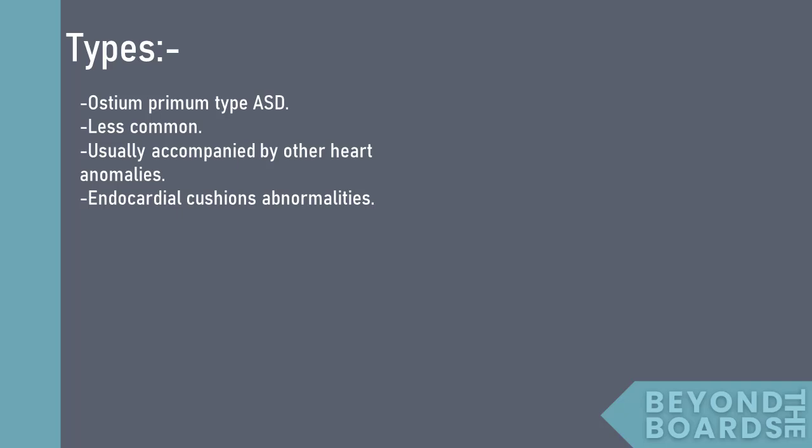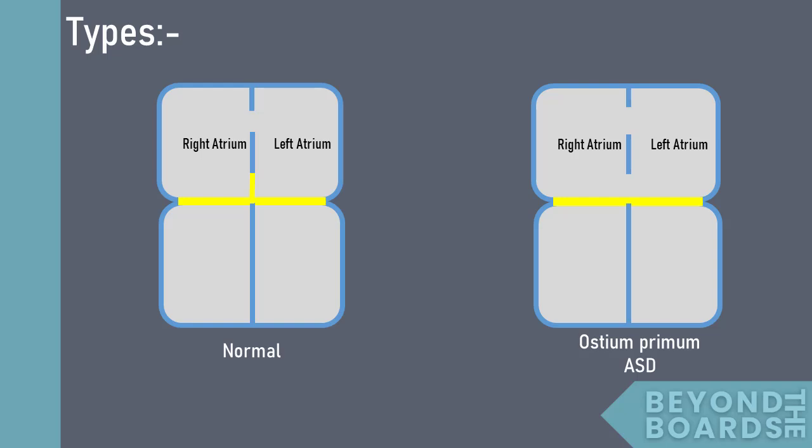The second type of ASD is called the ostium primum type. This one is less common and is usually accompanied by other congenital abnormalities, partly because it is due to a problem with the endocardial cushions. And since the endocardial cushions give rise to other structures in the heart, it's not difficult to imagine how this would result in multiple anomalies. So you can see that the endocardial cushions fuse with the septum primum, closing the ostium primum normally. But in ostium primum type ASD, the endocardial cushions fail to do so, resulting in a hole being left open. And there are other types of ASDs, but these are the two most common ones and the most important ones.